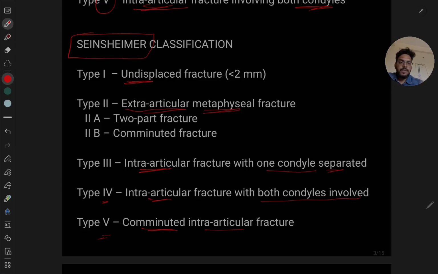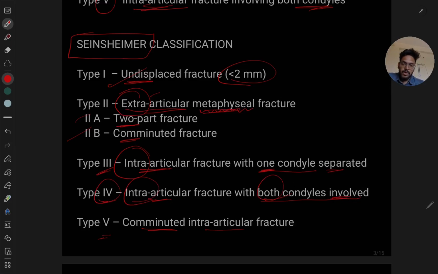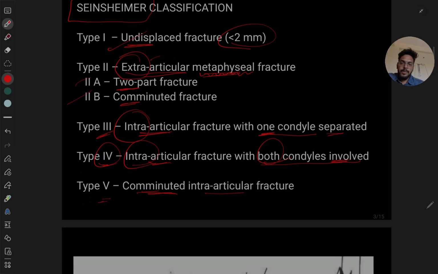Any fracture, first, if less than 2 mm, it is undisplaced. Then type 2 is an extra-articular fracture in the metaphyseal region. If it is only 2 parts, it is 2A. If it is comminuted, 2B. Still here it is extra-articular. Then from type 3 it is an intra-articular fracture with only one condyle separated. Then type 4 is intra-articular with both the condyles involved. Then type 5 is a comminuted intra-articular fracture.